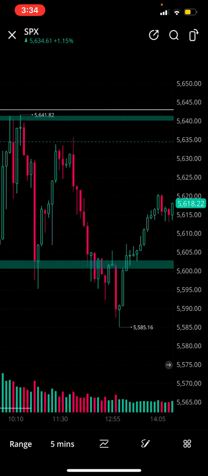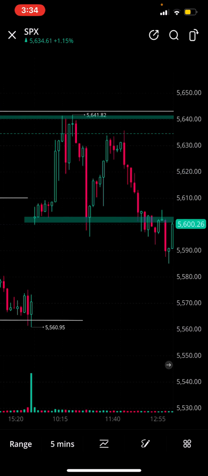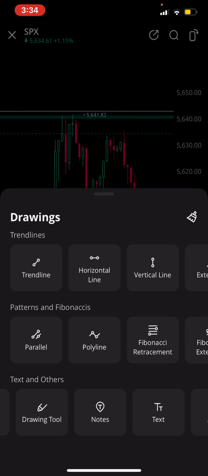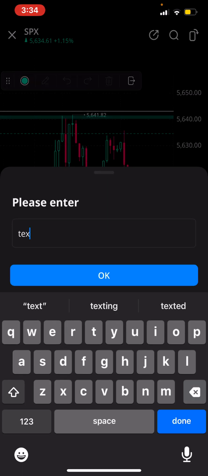Anyways, this is our liquidity zone. Just draw it out just like that. You can always add a note in it if you want.